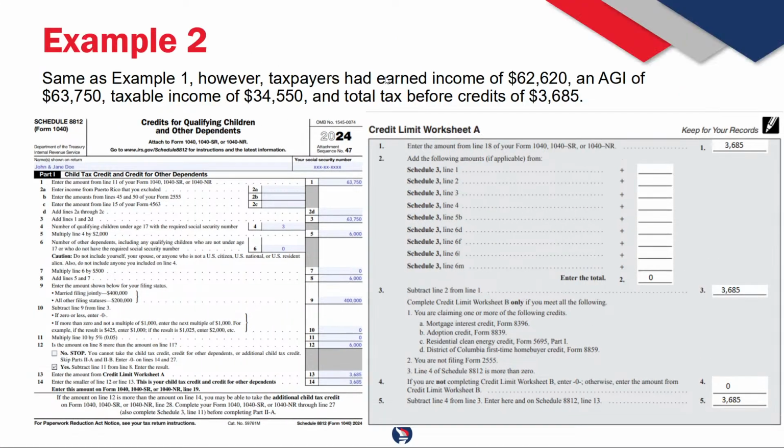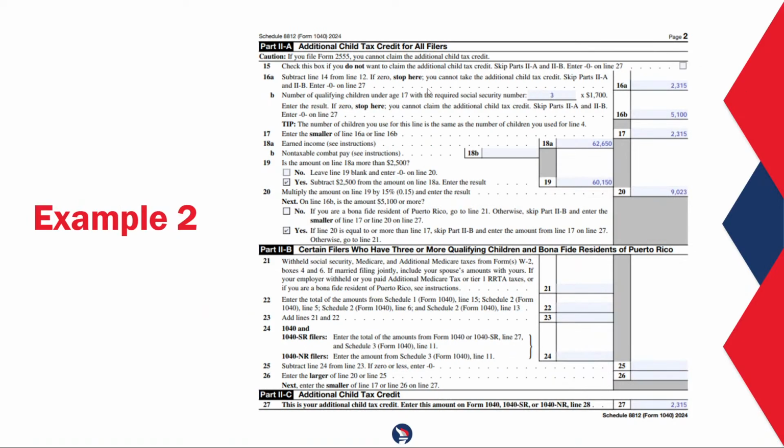But here they changed it. Taxable income of $34,550, so now what they owe before credits is $36.85. And so we're going back and taking a look. Now we had money left over to go to the additional child tax credit. And they're going to get additional child tax credit of $23.15. Again, this is how it looks on paper.